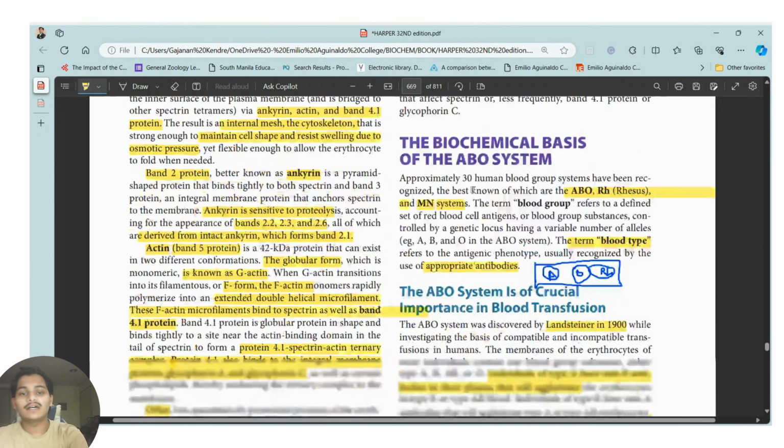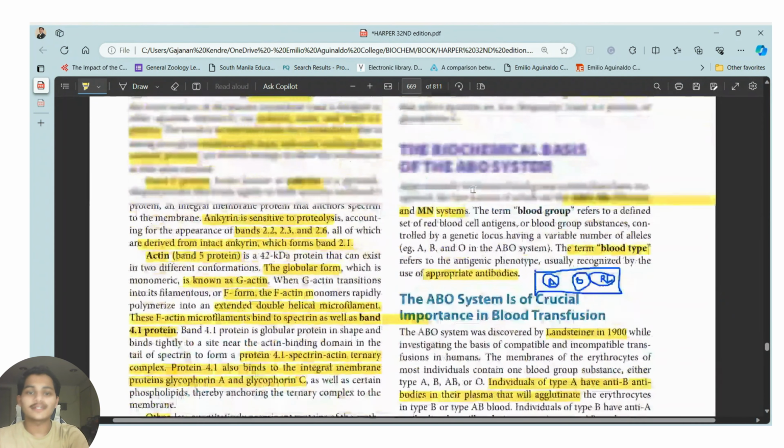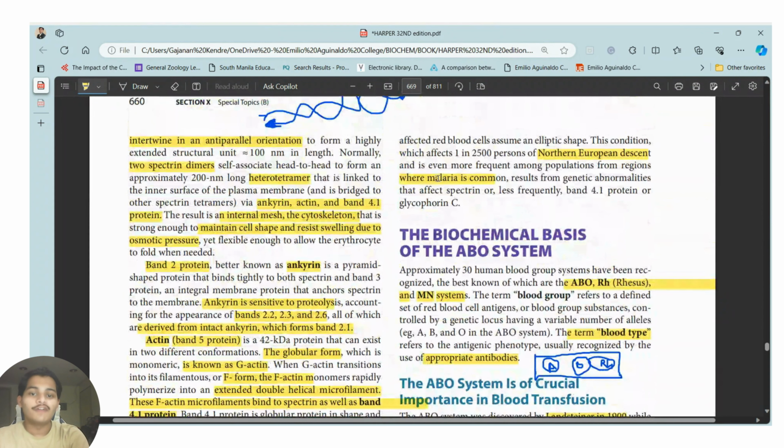Hereditary elliptocytosis is much more common where malaria is present, and it's caused by genetic abnormalities which affect the membrane proteins that maintain the shape, that is spectrin, and less frequently band 4.1 and glycophorin C.